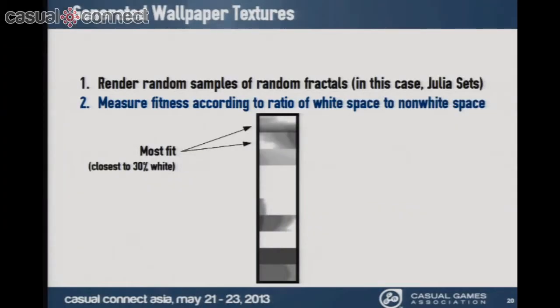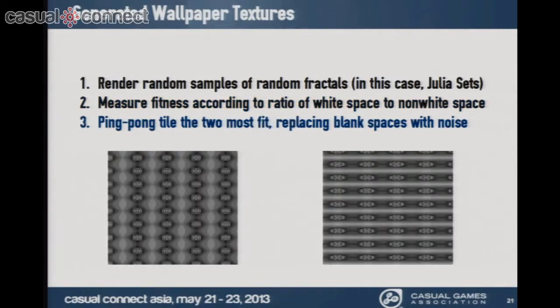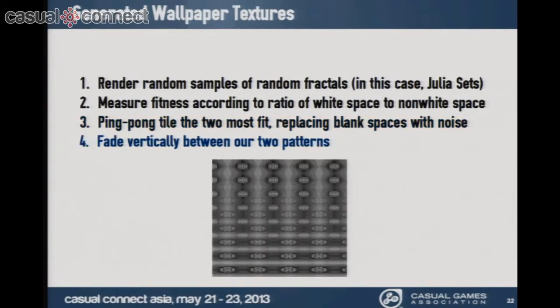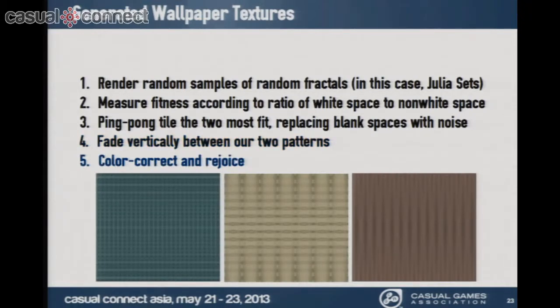And when we have the 2 that we like the most, we're going to replace all the white space with random noise, so it's just total garbage, and then we're going to ping pong tile that across a big square. When we do that, we get these 2 patterns like this, and then we can fade vertically between them, and we end up with that. And then we can just colorize it, and we're all done. And we can make a whole bunch of stuff like that.